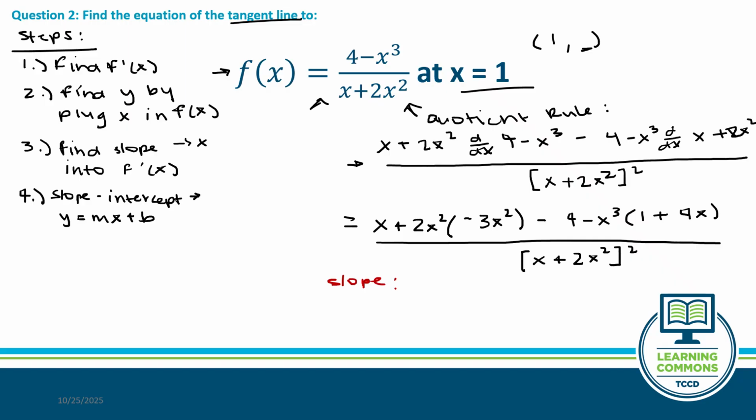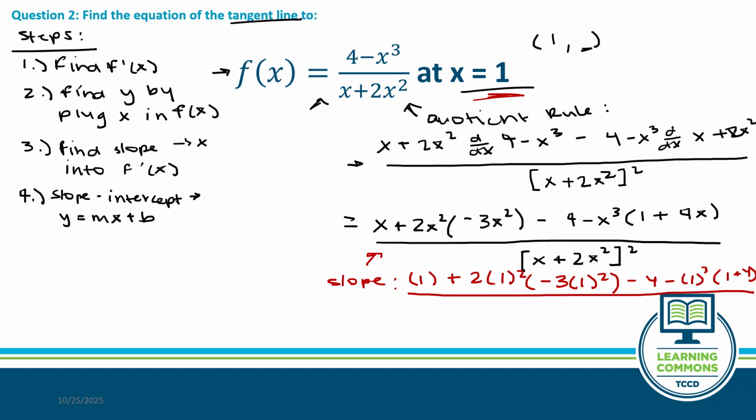So that means I'm plugging 1 as the x value given to me into this whole thing. So it'll be 1 plus 2 times 1 squared times negative 3 times 1 squared minus 4 minus 1 cubed times 1 plus 4. And I know 1 plus 4 is 1, so I'm not going to keep writing all that stuff. 1 plus 2 times 1 squared.